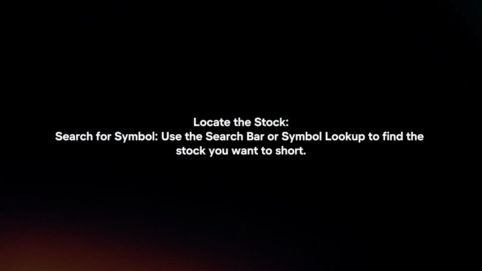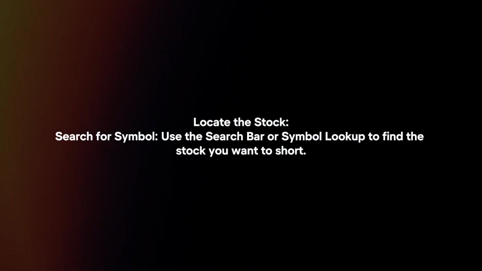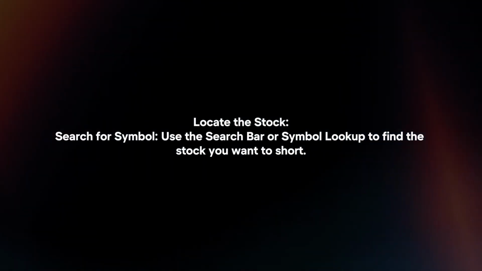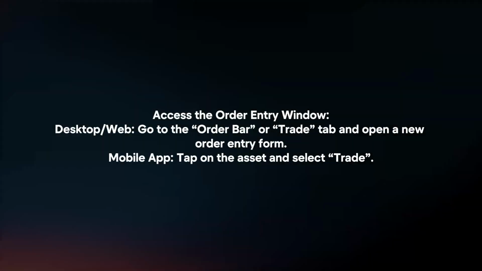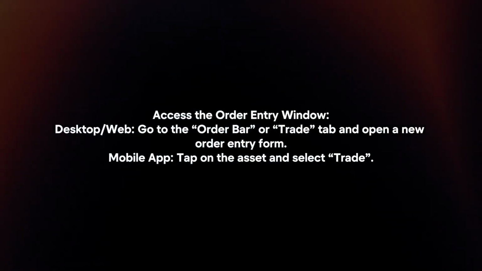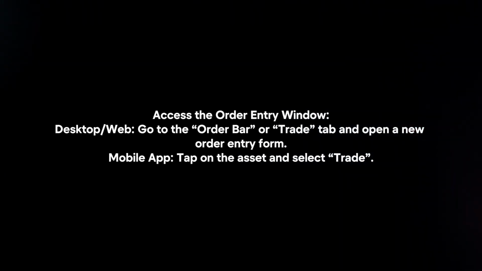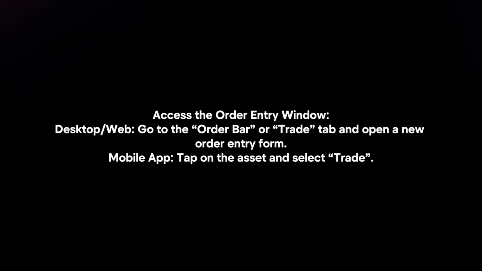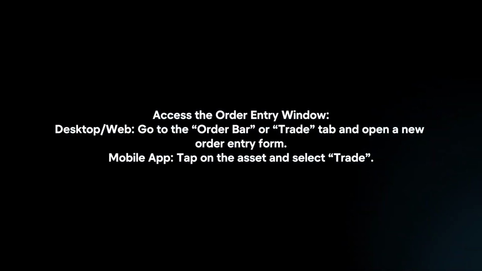Locate the stock. Search for the symbol: use the search bar or symbol lookup to find the stock you want to short. Access the order entry window. On desktop or web, go to the order bar or trade tab and open a new order entry form. On the mobile app, tap on the asset and select trade.